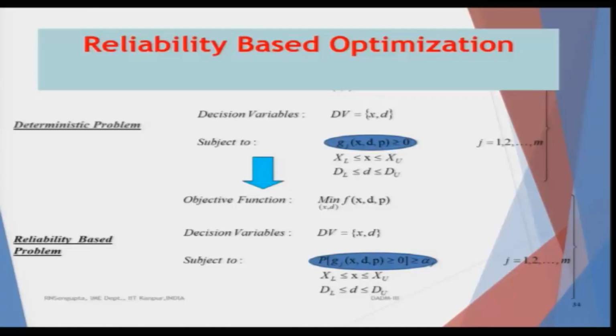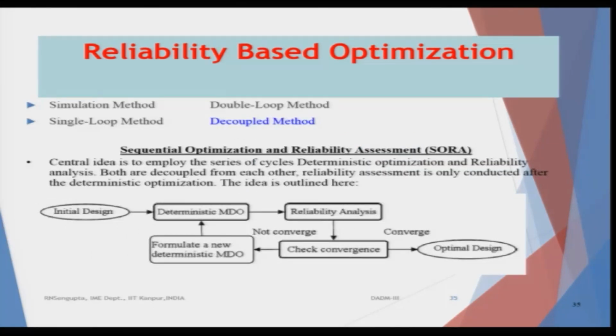And subject to constraints are also the same, x is between x min and x max. Similarly, for d it is between d min and d max, or dl and du. L is the lower limit, du is the upper limit. Now, reliability based optimization can be solved using different methods. One is the simulation method. The other is the decoupled method, with double loop and single loop methods. I will first talk something about the simulation method, then go into details about the decoupled method.